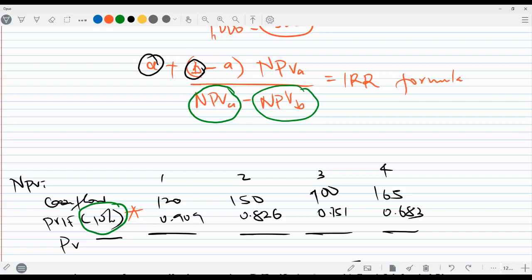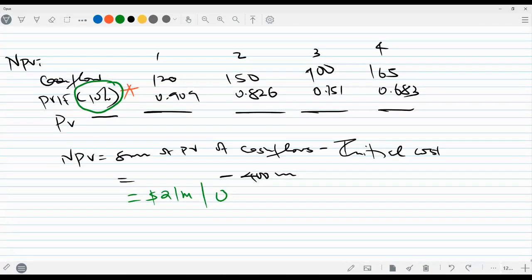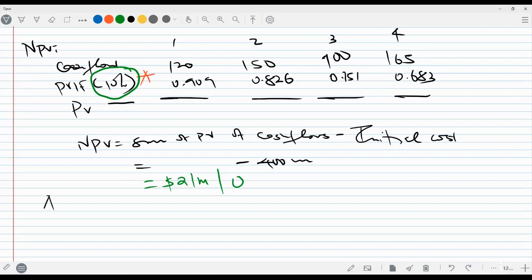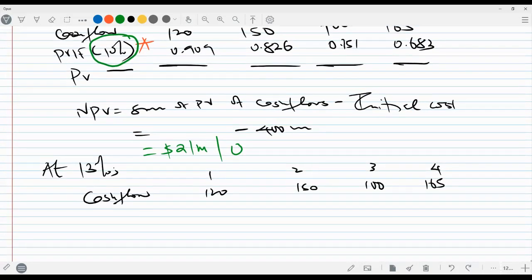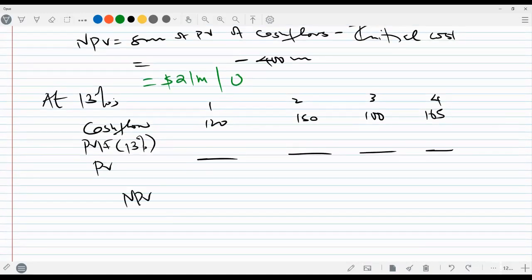So we do the same process, but now at 13%, the higher discount rate. At 13%, the NPV will be equal to the same process: cash flows for year one, year two, year three, year four: 120, 150, 100, 165. We discount at 13%. The present values for each year, summed, give you the NPV, same process as obtained above. After we get the NPV, that's when we substitute it in the formula. Yes, once you have the NPVs.